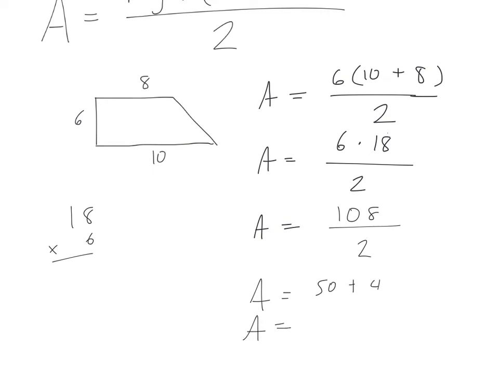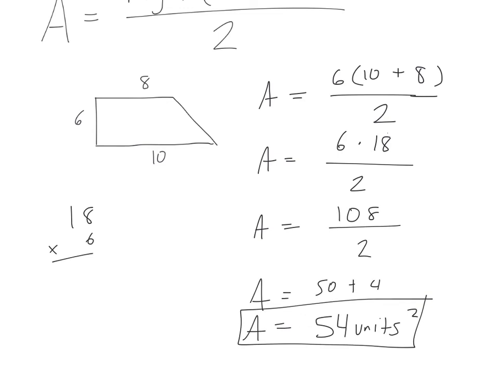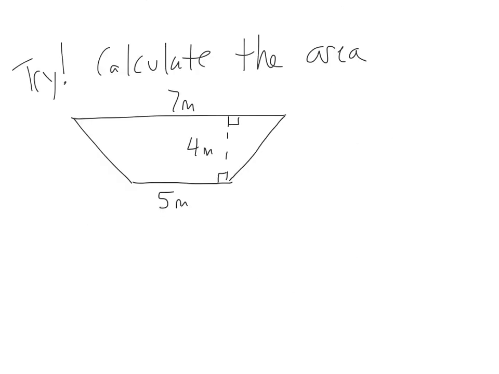So what is our final area? It is 54, and we didn't have any units or inches or feet or yards or meters, so it is units squared. Just like that, 54 units squared. Alright, so I want you to pause the video and try this one. Calculate the area of this trapezoid with one base of 7 meters, another base of 5 meters, and a height of 4 meters. Play the video when you're done.